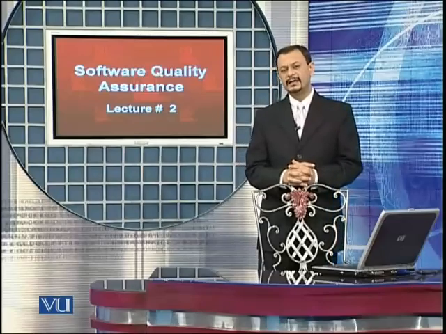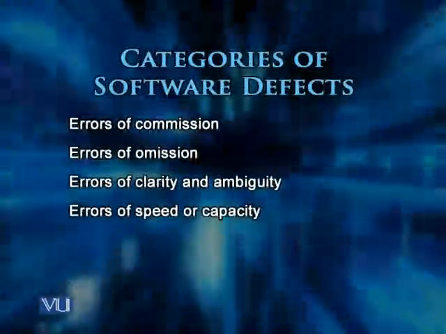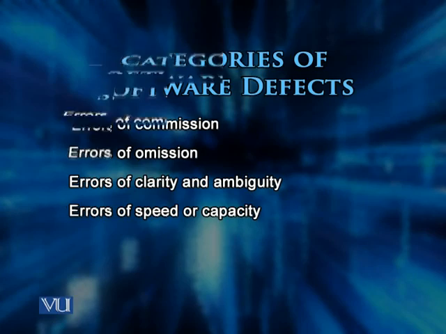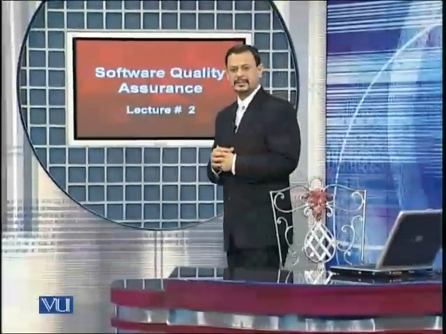اب ہم دیکھتے ہیں کہ ایررز کی اقسام کیا ہیں. There are different categories of software defects, and as you can see, there are a number of them: errors of commission, errors of omission, errors of clarity and ambiguity, and errors of speed and capacity. Now let's discuss these different error types or categories of errors.